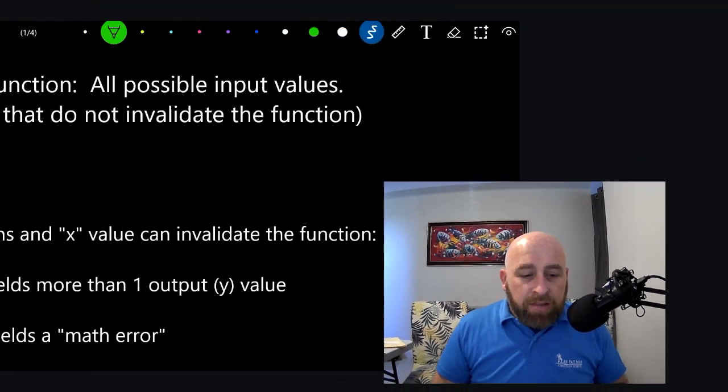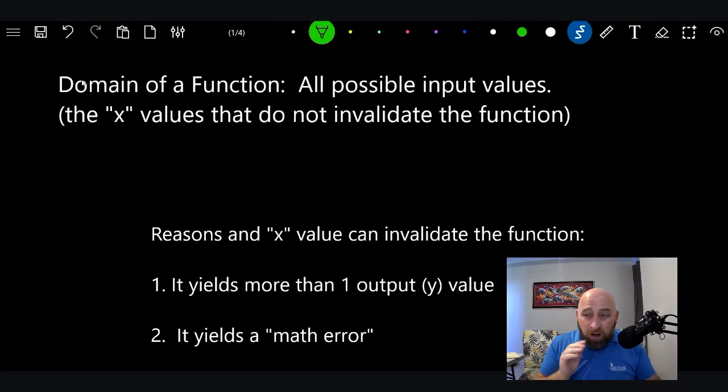Now, the domain is a little bit complicated, but over the years, I think I found some different ways to help students to understand it. If you look down here at the screen, the domain of a function is all possible input values. Okay, so what does that mean? Whatever number you want to put in for x, since x is your input value, you can put in for x. However, some of these functions are going to have limits on the x. What do I mean by that? Notice what it says. It says these are the x values that do not invalidate the function.